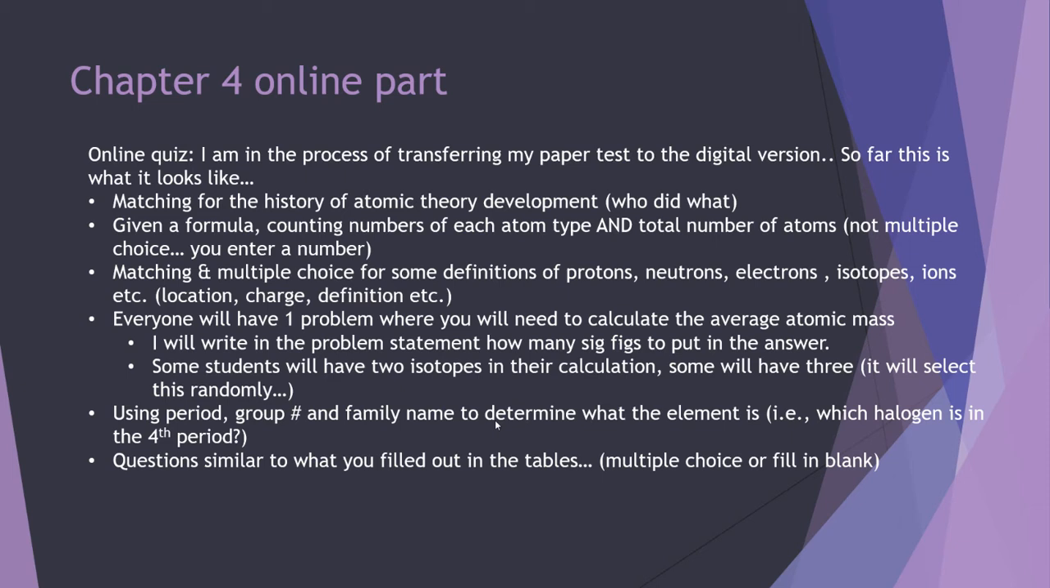There's going to be some matching and multiple choice for things like where is a proton located, what's the charge of a neutron, what's the definition of an isotope, does a cation have a positive or a negative charge, things like that. Everyone will have one problem where you will need to calculate the average atomic mass. I will write in the problem statement how many sig figs to put in the answer. Some students will have 2 isotopes to use in their calculation. Some will have 3 because the program's just going to randomly select it. So you're going to want a little bit of scratch paper to be able to do this, and you're going to want your calculator.